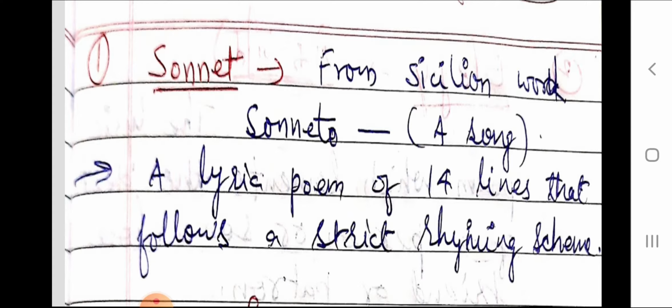Sonnet, dear students, is a quite new term to you since you are new to English literature. So, sonnet is a kind of literary form or a specific form of poetry. Sonnet is derived from Sicilian and later on Italian language. Italian word sonetto, that means a song.